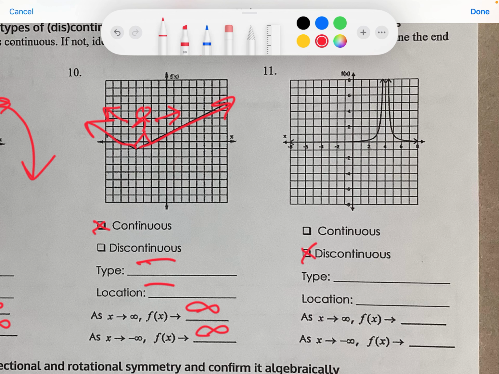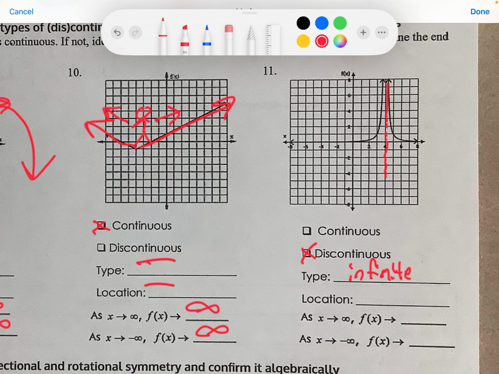This is a discontinuous graph for number 11. The type is an infinite discontinuity because it goes up or down infinitely and seems to be hitting a wall right around here. And that x value appears to be halfway between 2 and 6. It's at x equals 4.